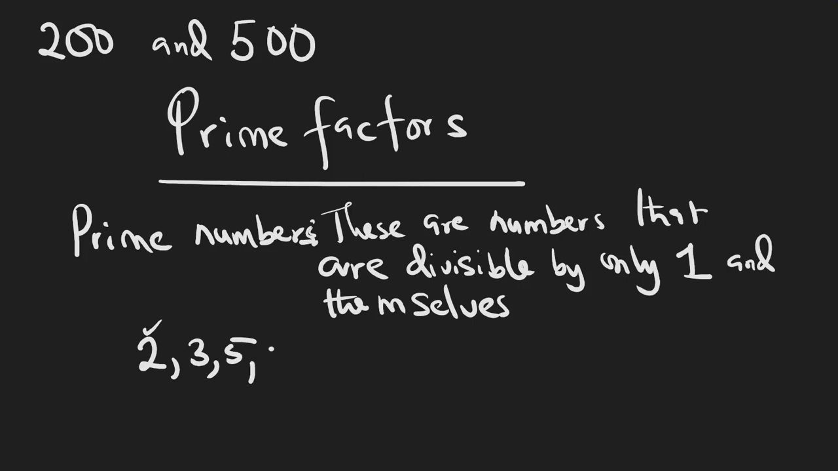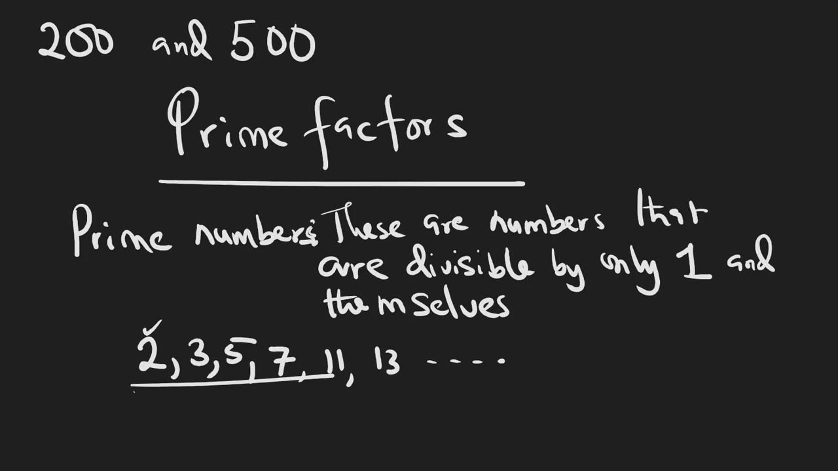Other prime numbers here, we have 7, we have 11, we have 13, and so on and so forth. These are prime numbers and we're going to use them. So we've seen a prime number. We say a prime number is a number that is only divisible by 1 and itself, right? Then what about prime factors?